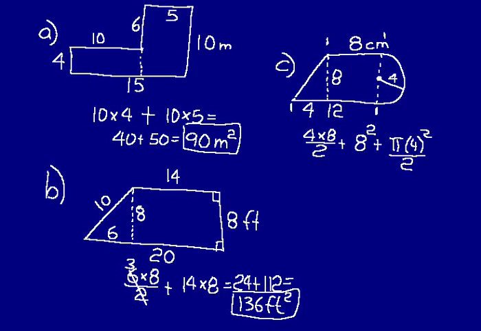Now let's go back and simplify a little bit here. 4 over 2, we could just simplify that to a 2. And so 2 times 8, that's going to be equal to 16. And then 8 squared for the middle there, that's going to be 64.